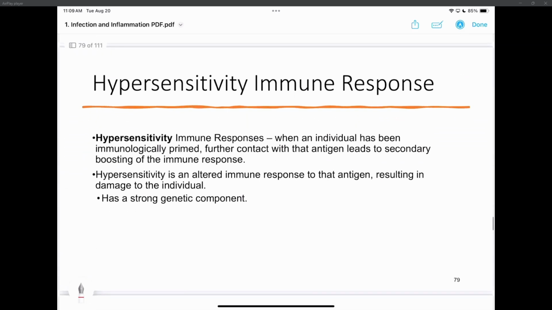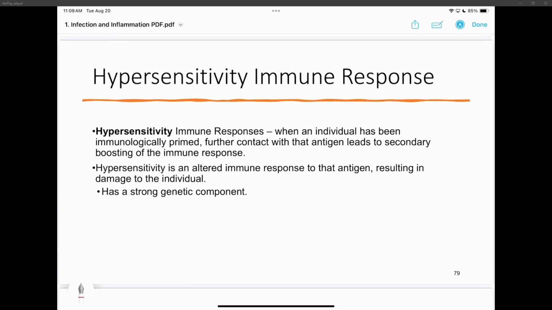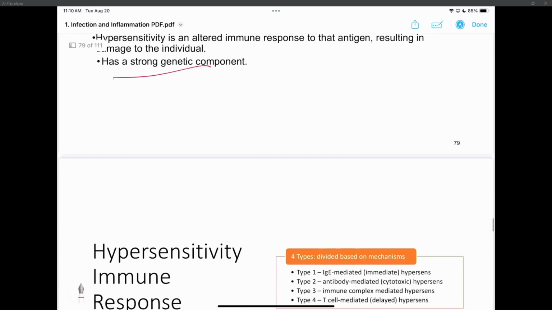Okay, hypersensitivity immune responses. Think about if you get bee stings or if you're allergic to peanuts. Every time you have an exposure to that allergen, the reaction gets worse because you've already been primed for it, and every time you get exposure to it, your body overreacts to that antigen or that insult. So your body just overreacts every single time. It's a hypersensitivity reaction: we overreact to a simple thing. There are strong genetic components with this.